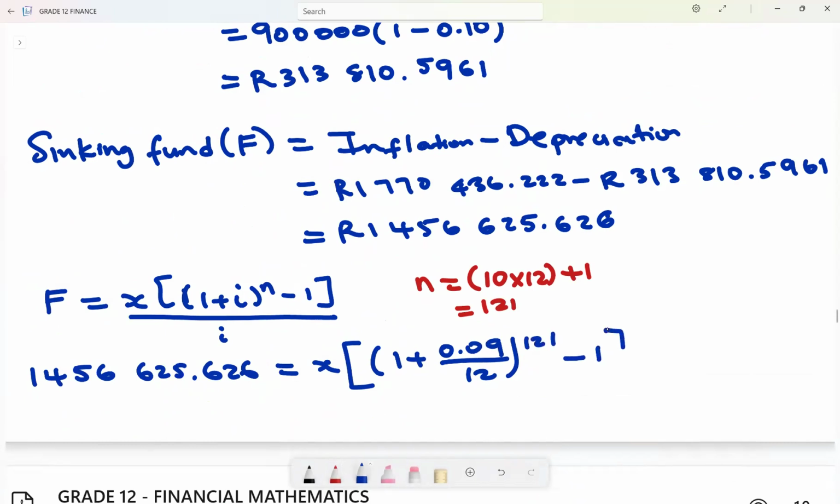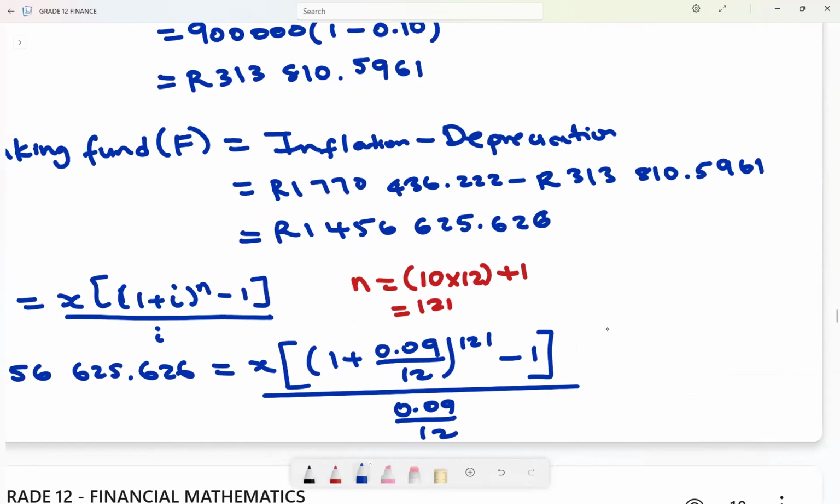And then I need to minus 1, and then divide by that interest again, 0.09 divided by 12. And then I can actually get the value of x.